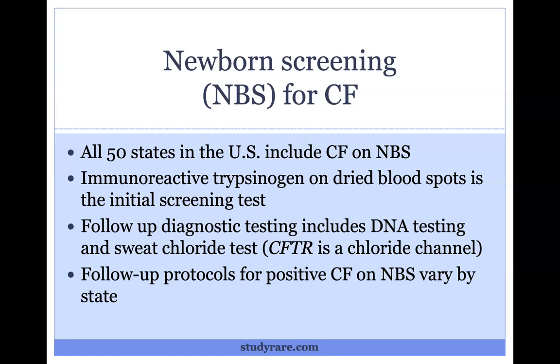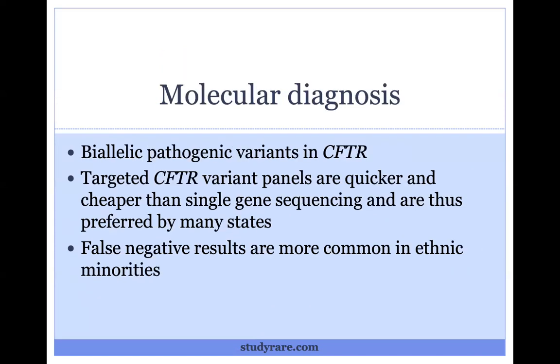And again, the follow-up protocols will vary depending on the state. So some might go straight to DNA, some might want a repeat trypsinogen level. It just depends. Most of the time in most states, they will send a targeted CFTR variant panel. So what is this? Essentially, they're collections of variants that are common in the population and that cause most cases, not all, but most cases of CF. So most babies with CF will be able to get a diagnosis with these panels.